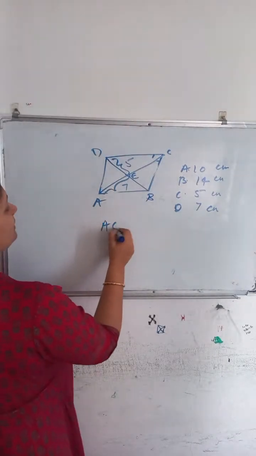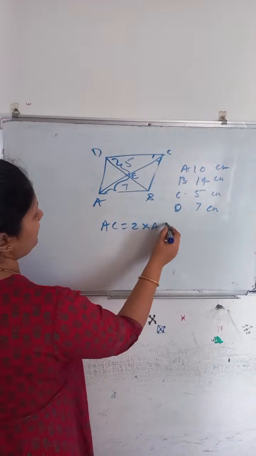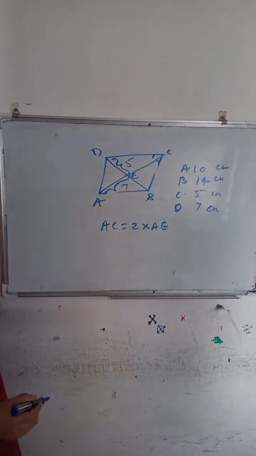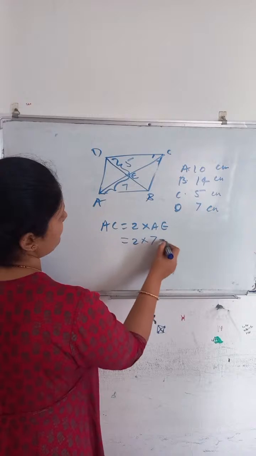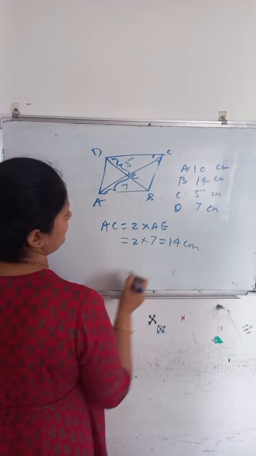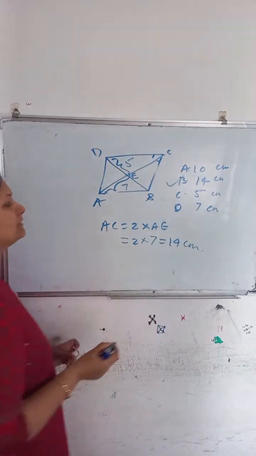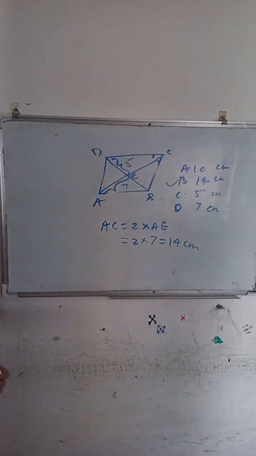So AC is nothing but what? Twice of AE, because diagonals of the parallelogram are bisecting each other. So they divide into two equal parts. Okay. So 2 into 7 is equal to how much? 14 centimeters. So option D is the correct option. Okay. You should know the properties, then only you will be able to solve this kind of questions. Okay. Copy this properly.